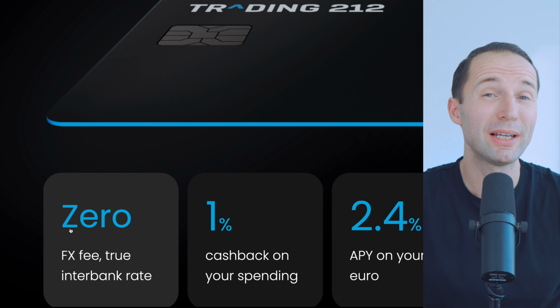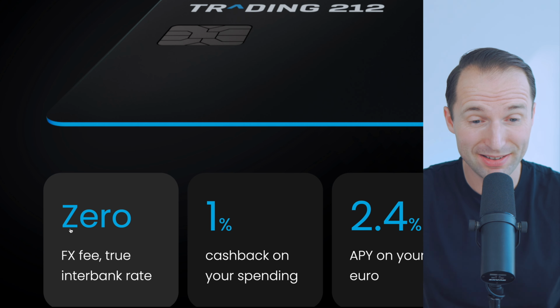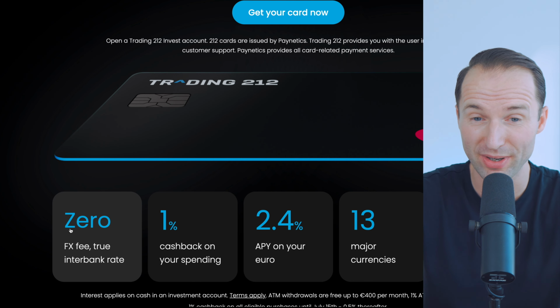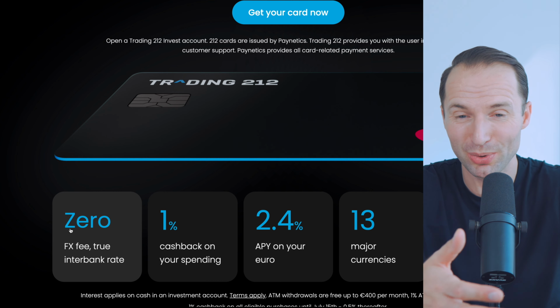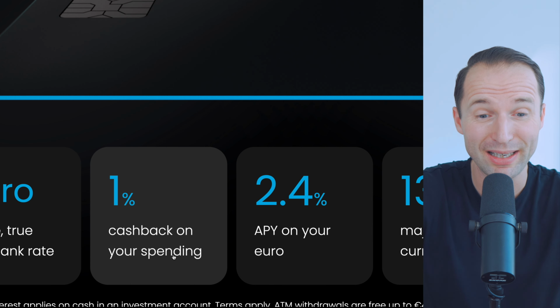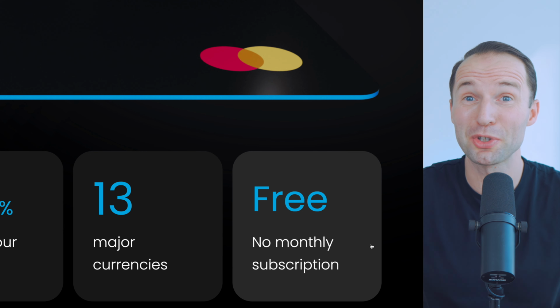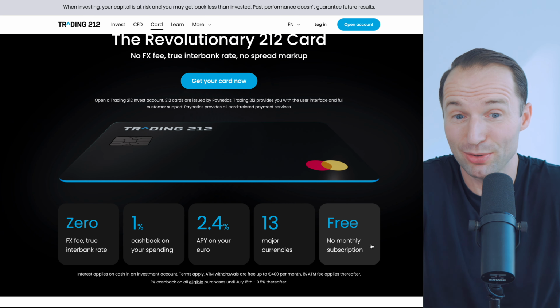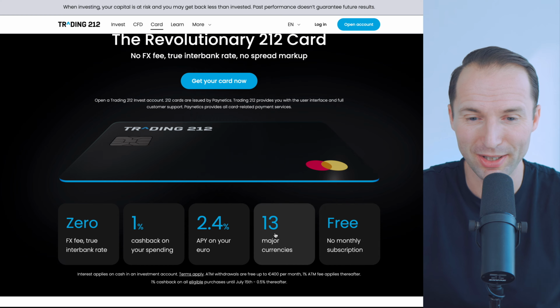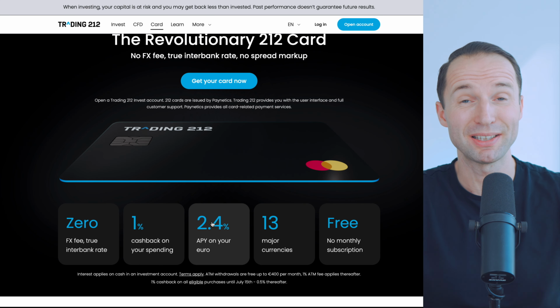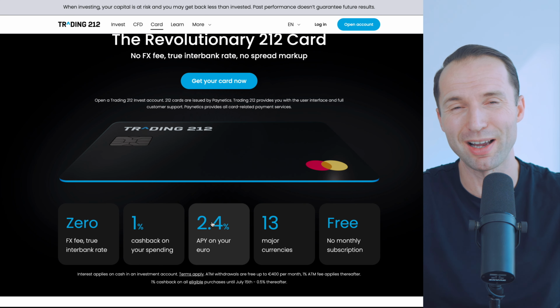As you can see over here, they really charge you no markup. You get the best true interbank rate. So the exchange rate is really the current one that you see on Google, Yahoo Finance. Really amazing. You even get 1% cashback on your spending. And best of all, there's no monthly subscription to it, which is really cool. Unlike Revolut, here there's only one plan, which is free, which is really awesome. You can hold 13 different currencies. Plus, you get interest on your cash while it sits there waiting to be spent.